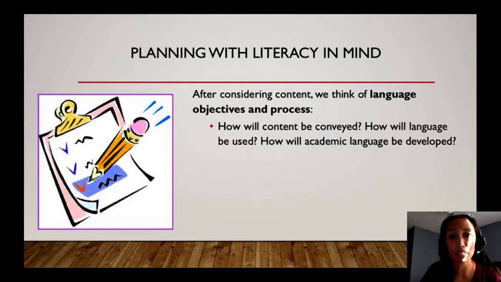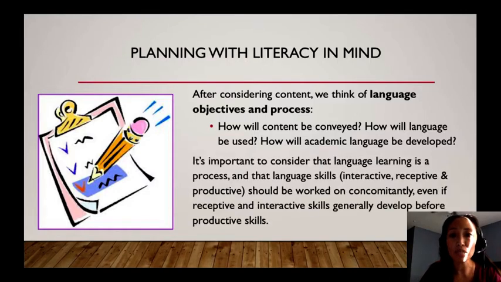their academic language development? It's important to consider that language learning is a process and that language skills are interactive, receptive, and productive. We're really thinking about interactive communication, receptive, so listening and reading, and then productive, so speaking, but speaking not necessarily in partners, which would be interactive, but speaking at length or writing. Language skills should be worked on concomitantly, even though receptive and interactive skills generally develop before productive skills.